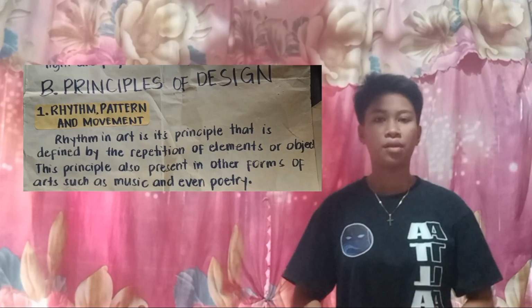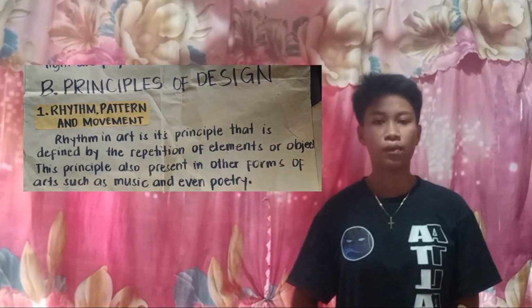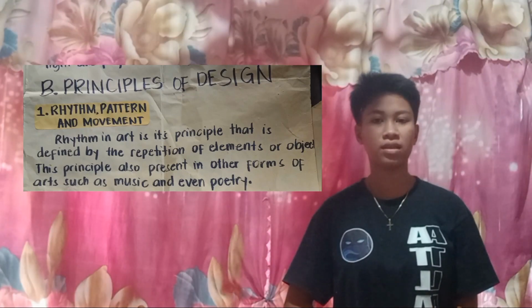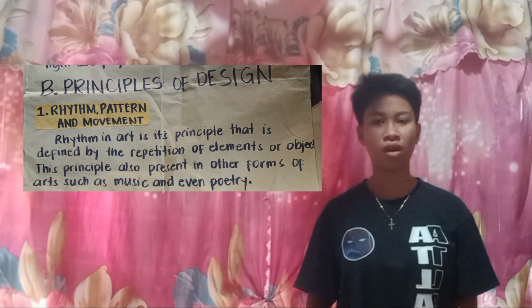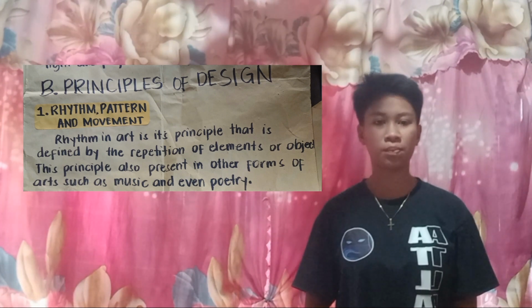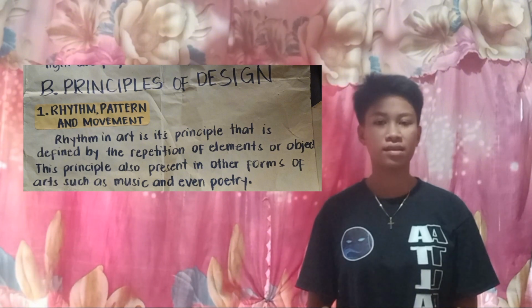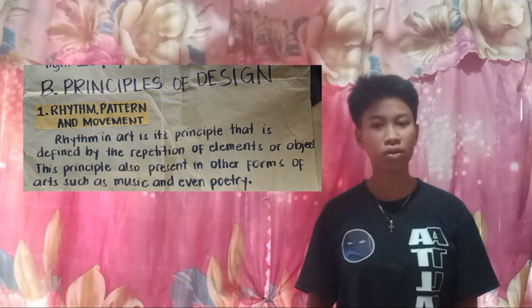Number 1, rhythm, pattern, and movement. Rhythm in art is the principle that is defined by the repetition of elements or objects. This principle is also present in other forms of art, such as music and even poetry. So, ang kaning rhythm, pattern, and movement, dili ra ni siya ginagamit when it comes to art. So, usually, ginagamit po ni siya pareha sa music and poetry.